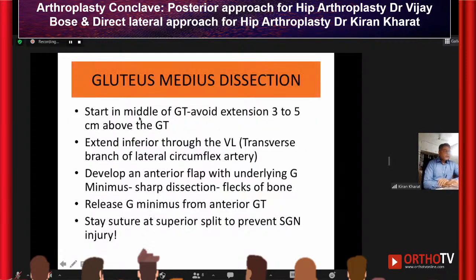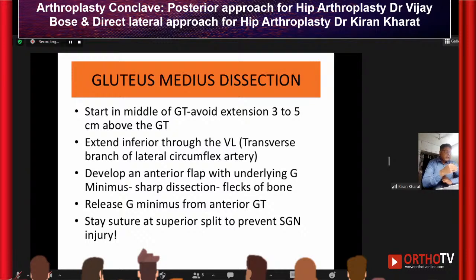It is important you can start the dissection at the middle of the greater trochanter, or as I do it, at the inferior part of the greater trochanter. And then if needs be, you can extend it through the vastus lateralis down, but always beware of the branch of the lateral circumflex artery, which is always there, and you have to cauterize it or tie it up. I sometimes develop an anterior flap with underlying bone using sharp osteotomes, especially if I find the tendon is very, very flimsy.